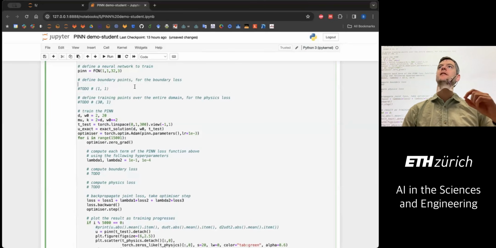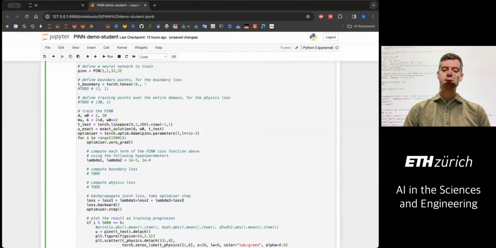The first thing we need is to define the point that we're evaluating the boundary loss at. For this problem it's just a single point. So we're going to say that t at the boundary is a torch dot tensor, and it's the value 0. So we're going to be passing t equals 0 into the network.